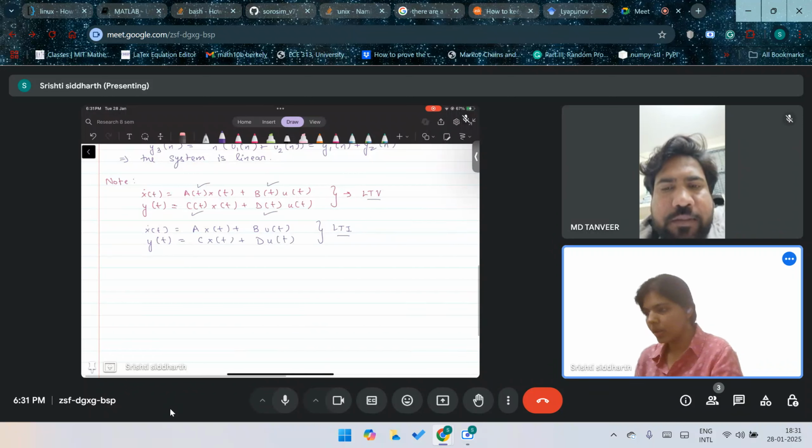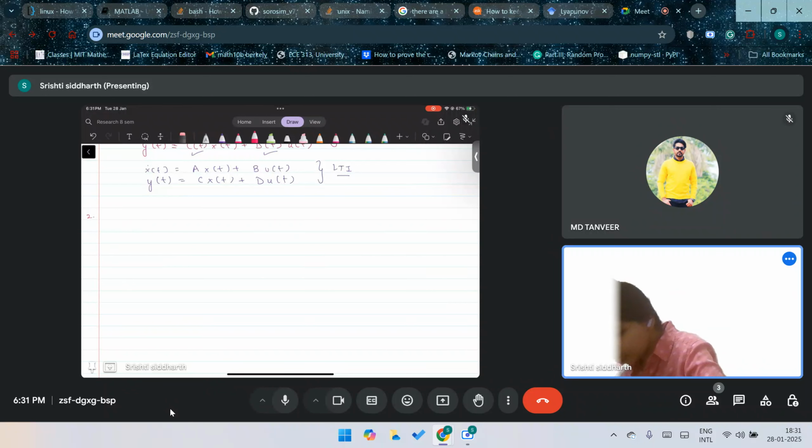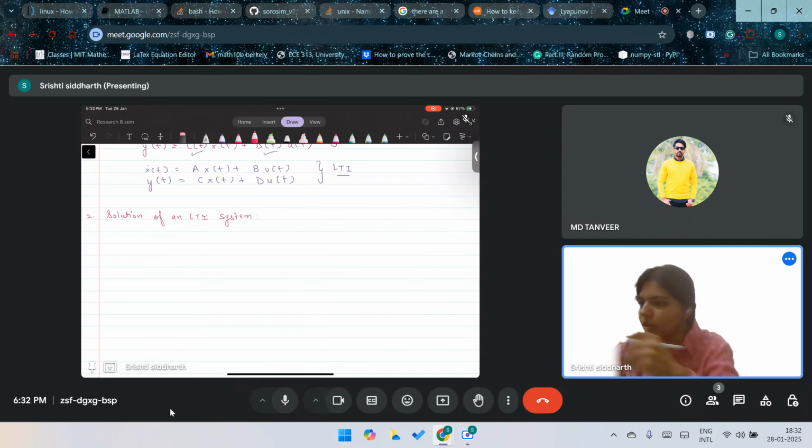Now let's look at the next part, which is solution of an LTI system. Let's just revise a bit first. So you have the LTI system. The solution to this is, for example, for the homogeneous setting.